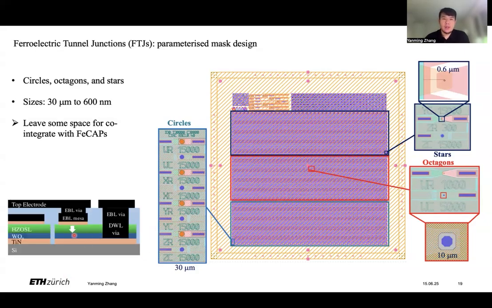Here is an FTJ, and only the tiny area under the mesa is the functional area for quantum mechanical tunneling driven by external electrical field. And we are questioning if the shape of this functional area matters. And with parameterized mask design, we could generate a large amount of devices with different sizes and different shapes, like circles, stars, and octagons.